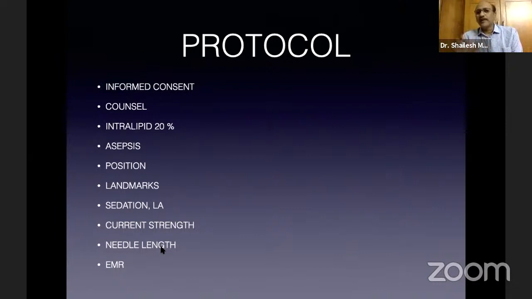Needle length, you have to make sure that longer needles are available, because for smaller blocks, we use 50 millimeters. Here, at least 100 millimeters has to be available. Sometimes if the patient is very obese, even a 150 millimeter long needle is required. Then end motor response, as I told you, frankly, I have had many instances where I have given the block when I got the hamstring twitches, but now I have stopped. I wait till I get the plantar flexion and inversion.